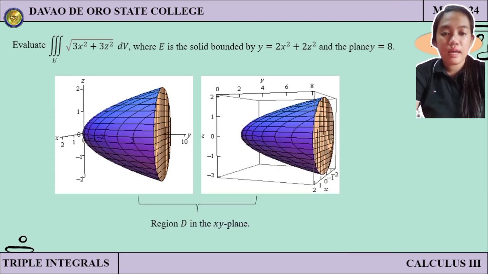The region D in the xz plane can be found by standing in front of this solid, and we can see that D will be a disk in the xz plane. This disk will come from the front of the solid, and we can determine the equation of the disk by setting the elliptic paraboloid and the plane equal. 2x squared plus 2z squared equals 8, so we will divide both sides by 2, and it will be x squared plus z squared equals 4.